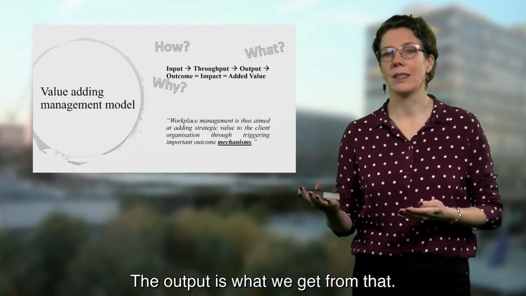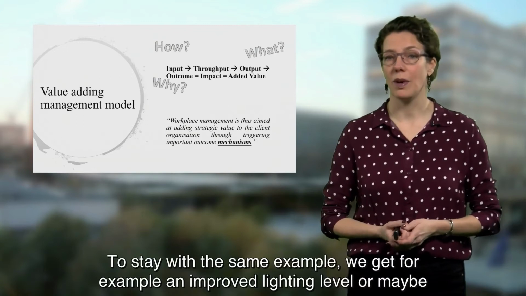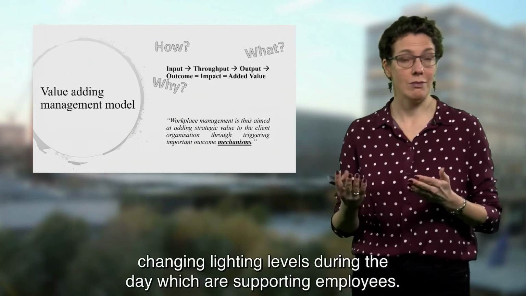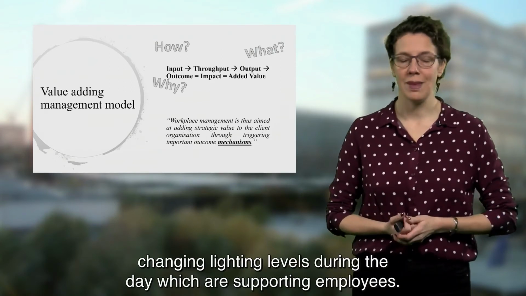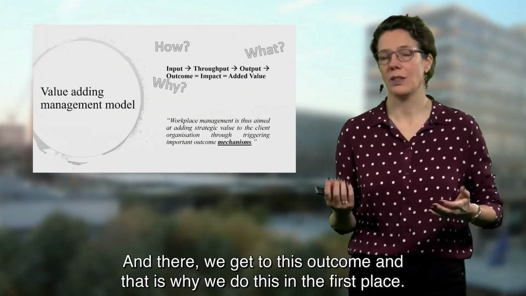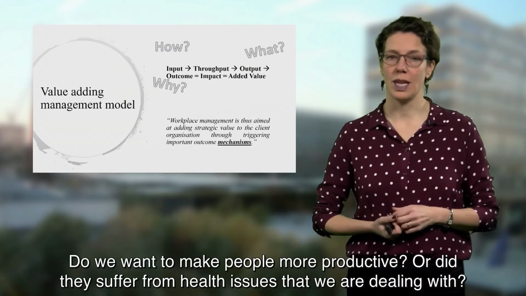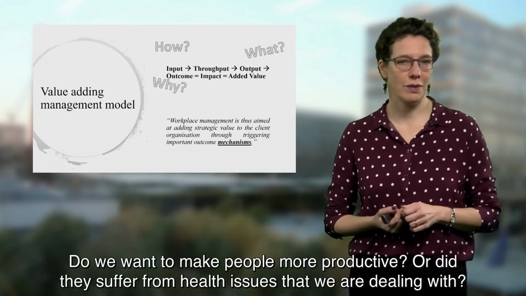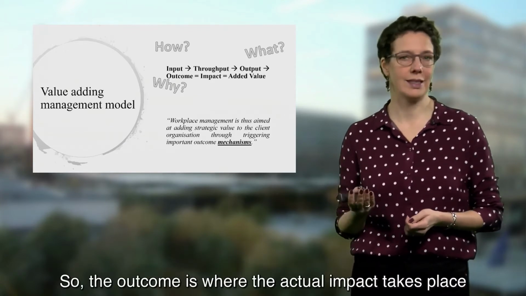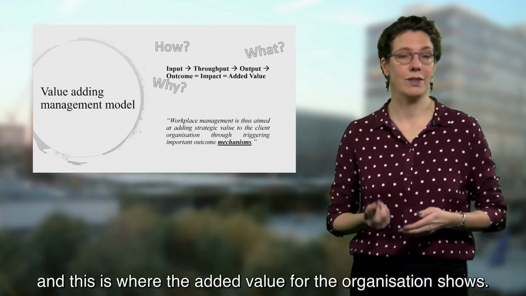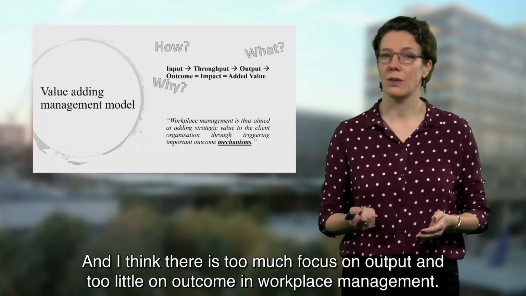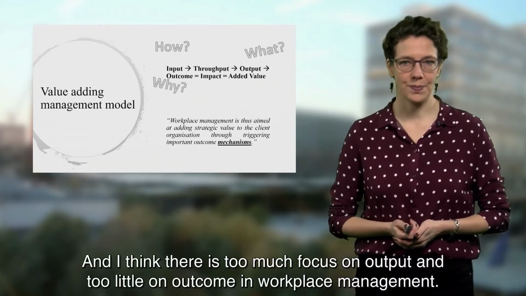The output is what we get from that. And to stay with the same example, we get, for example, an improved lighting level, or maybe changing lighting levels during the day, which are supporting employees. And then we get to this outcome, and that is why we are doing this in the first place. Do we want to make people more productive, or did they suffer from health issues that we are dealing with? So the outcome is where the actual impact takes place, and this is where the added value for the organization shows. And I think there's too much focus on output and too little on outcome in workplace management.